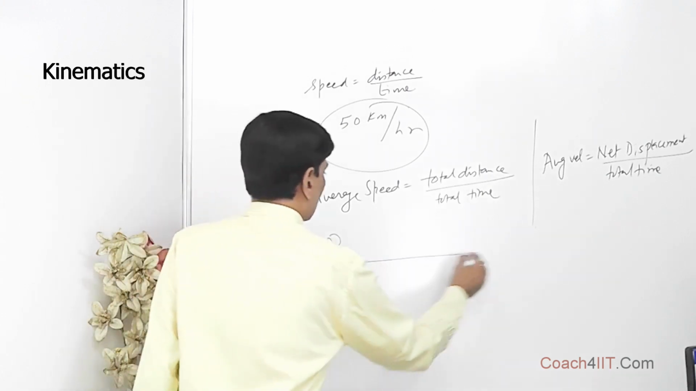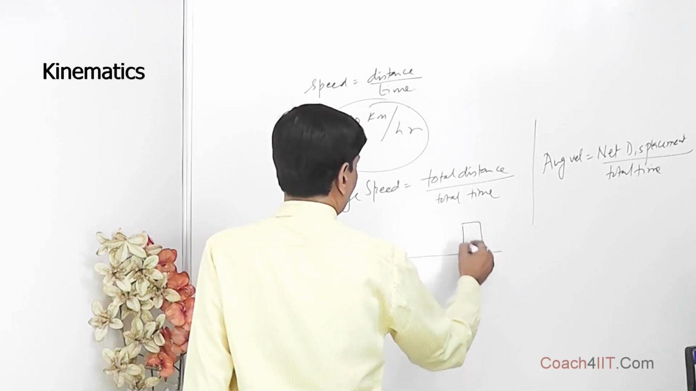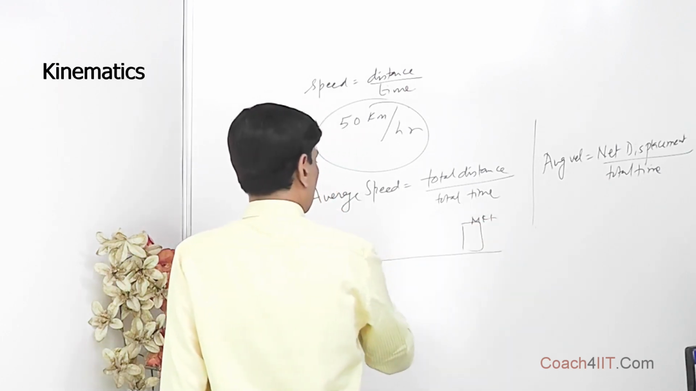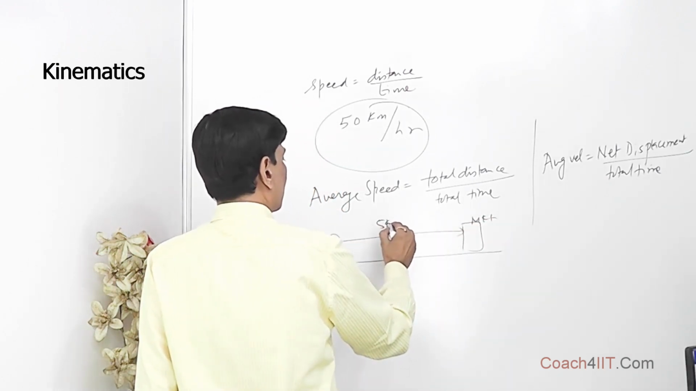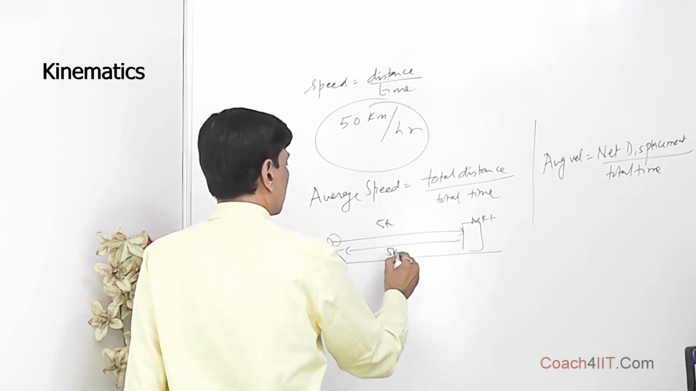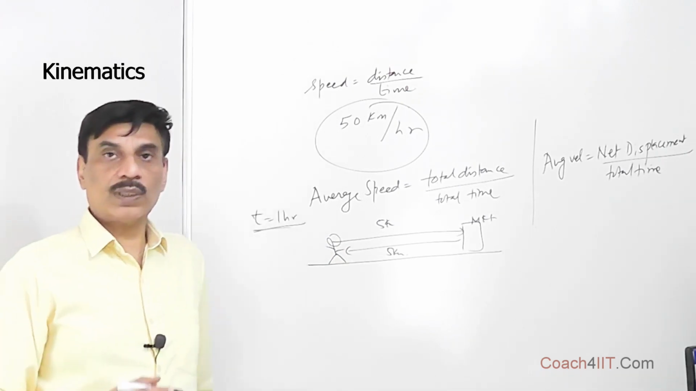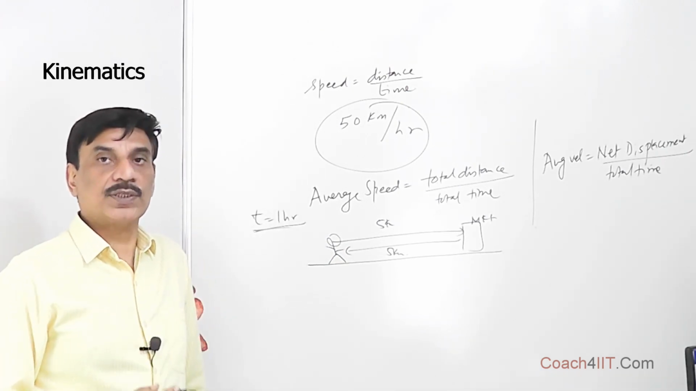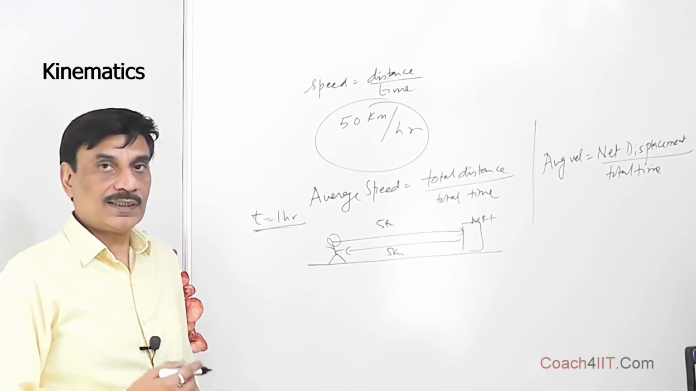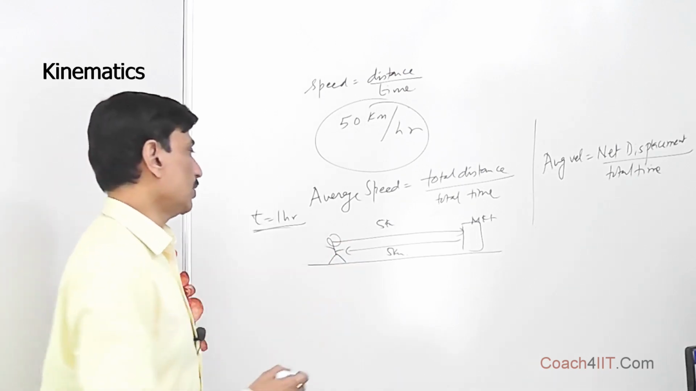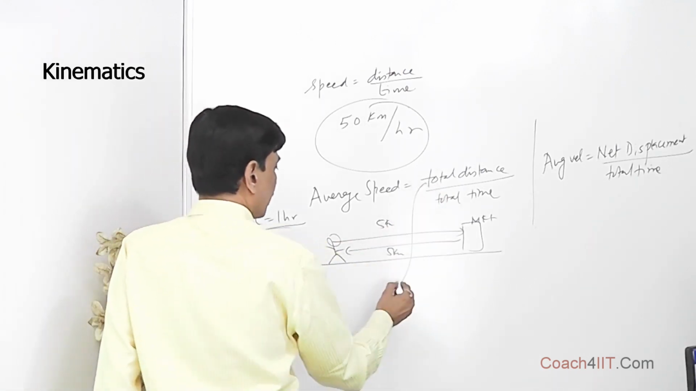If there's a person who goes from here to the market, he goes 5 km this way, comes back 5 km this way, and the total time, suppose, he takes is 1 hour. So someone asks, what is the average speed and what is the average velocity? As far as the average speed is concerned for this whole journey, the total distance is going to be what?